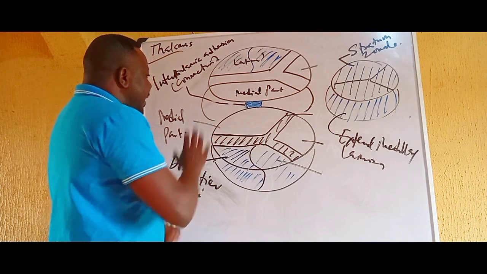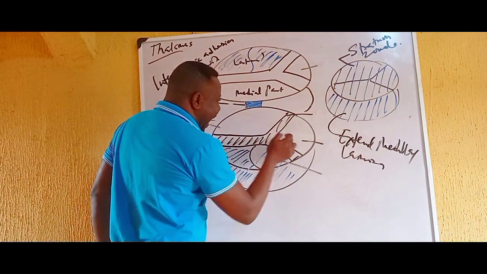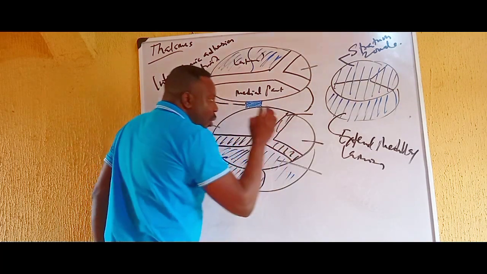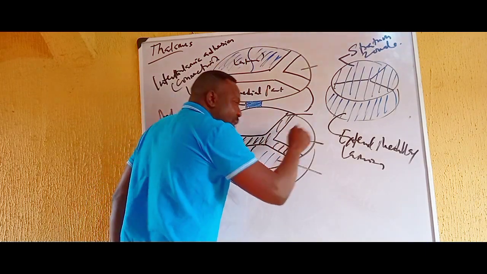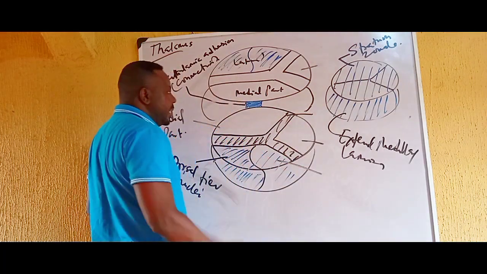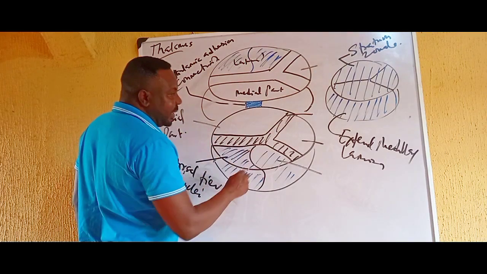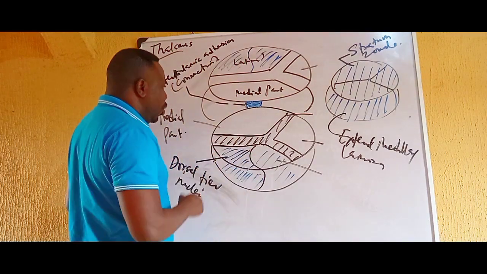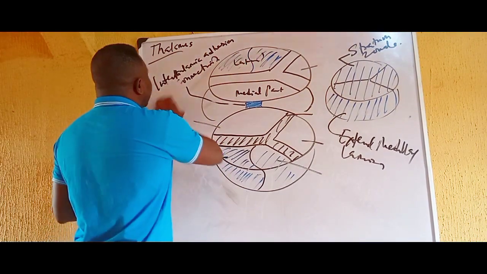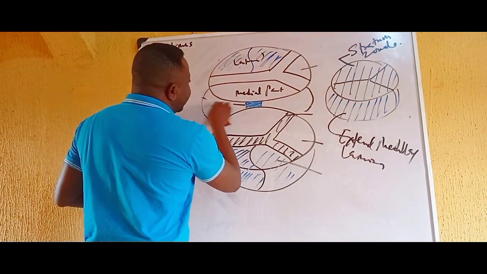Now, like I said, the internal medullary lamina divides the thalamus into three parts: the anterior part, medial part, and the lateral part. The anterior part contains the anterior thalamic nuclei group. The medial part contains the medial nuclei group of the thalamus, and then the lateral part contains the lateral group of nuclei. Now also, there are other thalamic nuclei that are part of the thalamus.